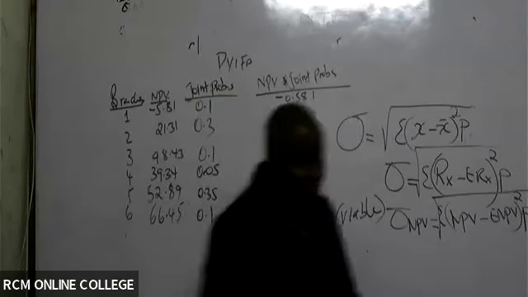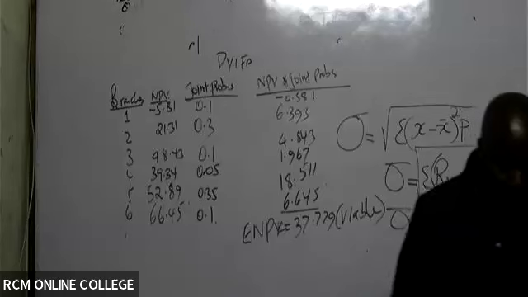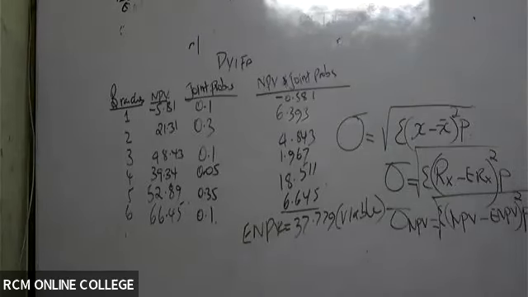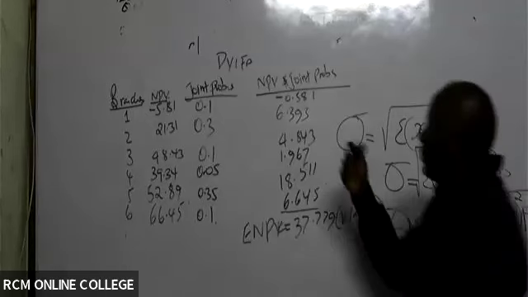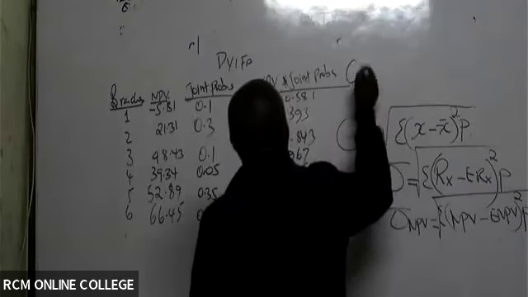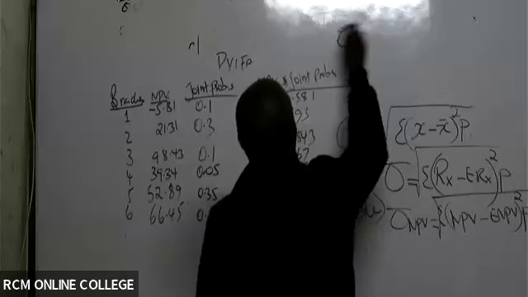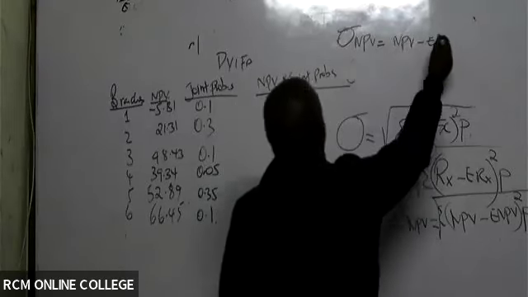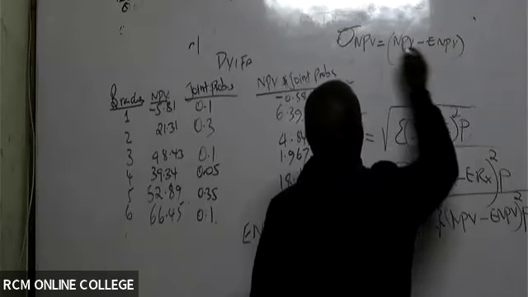Because they want us, if you look at Roman 2, they want us to compute the standard deviation of the expected net present value. Let me write this because I can see I'm cutting. So if it is standard deviation, standard deviation in the form of NPV, it will be the NPV itself minus the expectation.